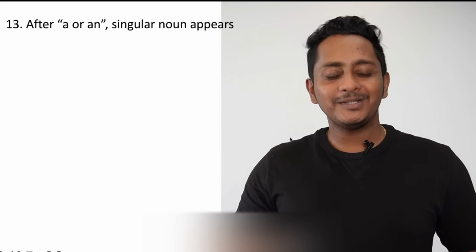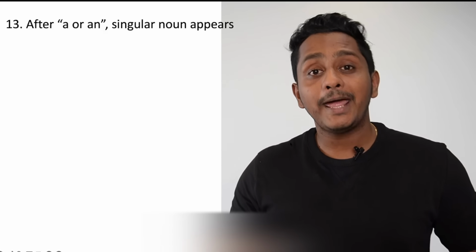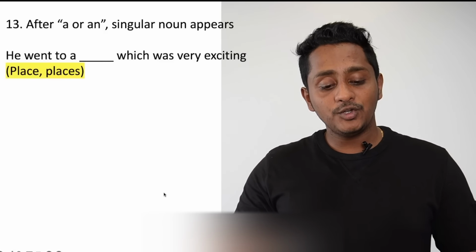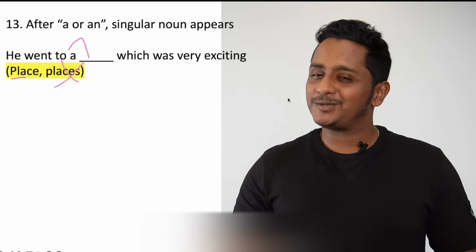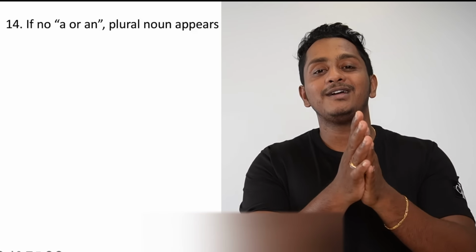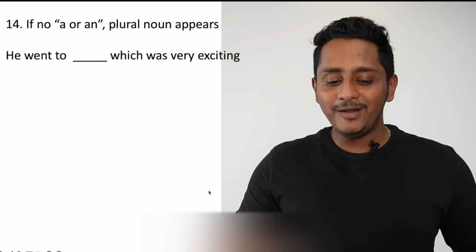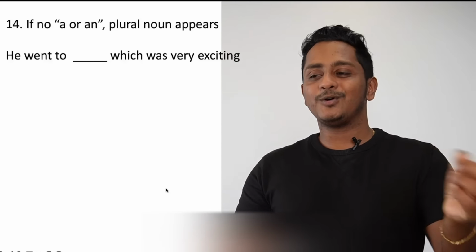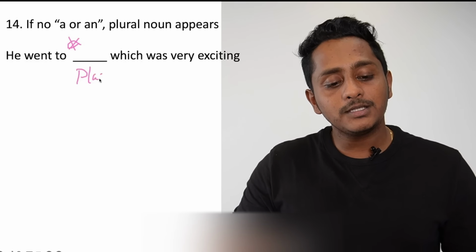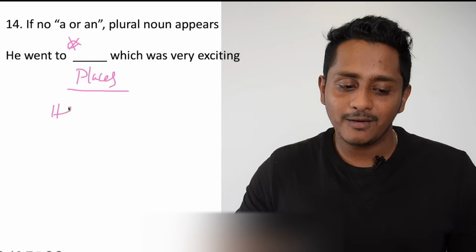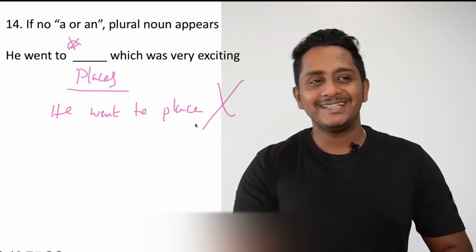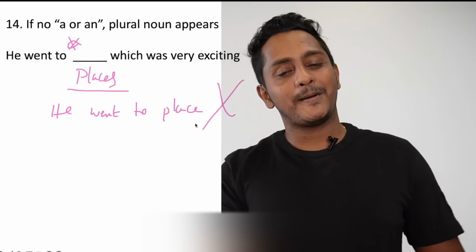Trust me on this. All right, so 13th one: after a or an, a singular noun comes. An apples cannot come, an apple. A boy, he went to a place which was very exciting. Pay more attention: place, not places. But rule number 14, hold on for it, it's even more exciting. If there is no a or an with a noun, then it's a plural noun. He went to, see, pay more attention. If you pay more attention, you'll understand this is called reverse psychology. He went to a place. He is not there. He went to places. So remember this. He went to place is wrong grammar. People don't understand this. I ate apple, wrong grammar.